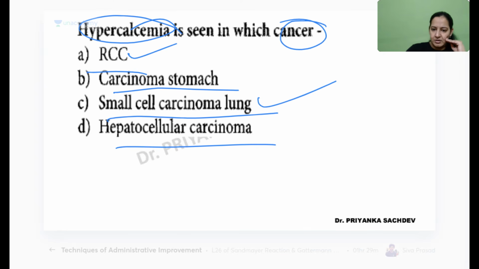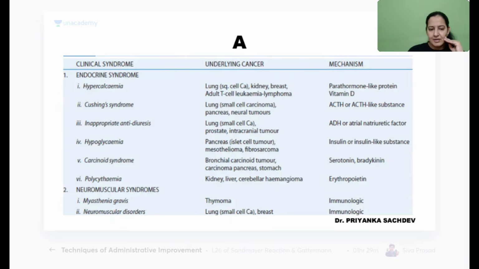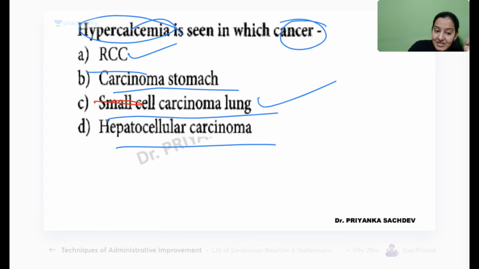Let me check. The correct answer here is renal cell carcinoma. So hypercalcemia occurs in lung also, and kidney also. In lung, see the bracket. Can you zoom the image? See, in which carcinoma of the lung? It is squamous cell carcinoma, not small cell carcinoma of the lung. If it were squamous instead of small here, then C would be the correct answer.